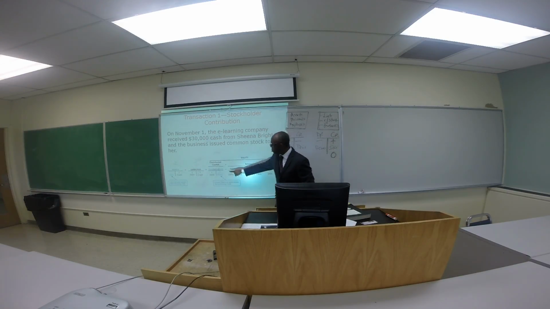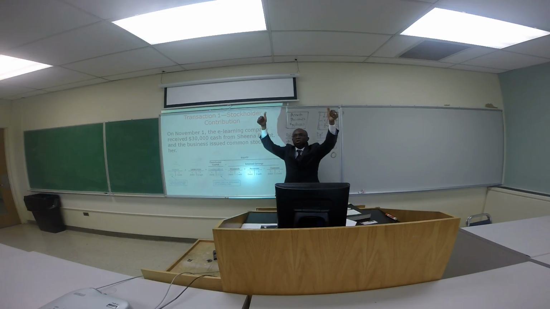Then look at what happened. Common stock. Whenever the owner of the company invests money into the company, we keep track of it in an account called what? Common stock. So we credit. Look at this. You need to count this. This $30,000 contribution by the owner results in two accounts being increased. Cash account of the company went up, the owner's investment also went up.